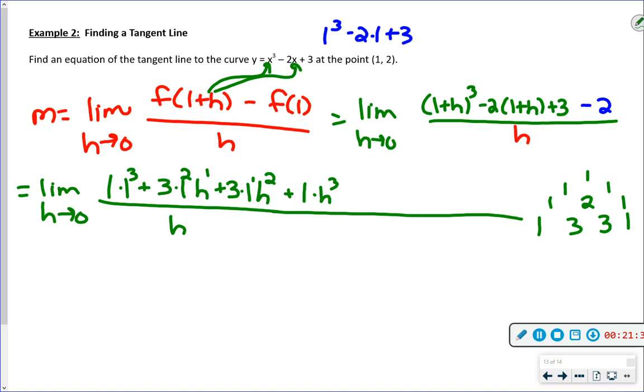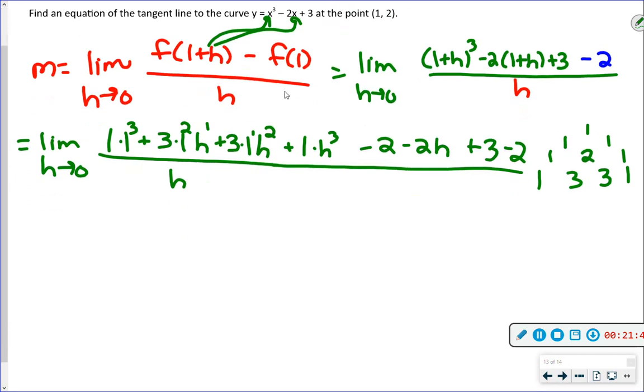Okay, I still have to take negative 2 through here. Minus 2, minus 2h. I've got plus 3 and minus 2 here. I'm going to move it up a little bit. Let's combine all of those terms that we can. Are you having fun yet? Limit as h approaches 0. Okay, here we go.